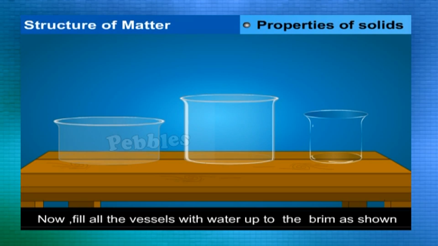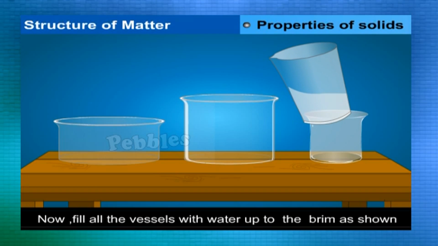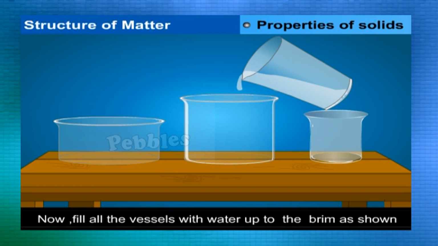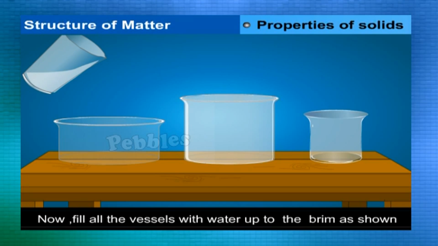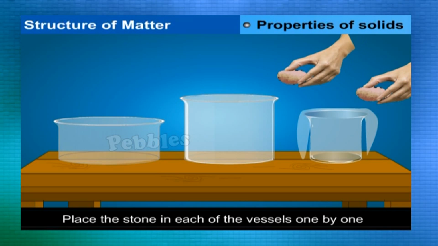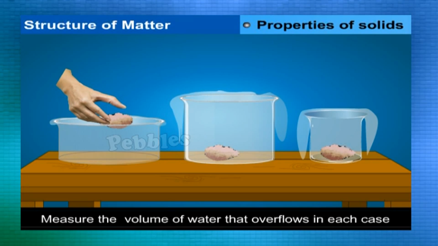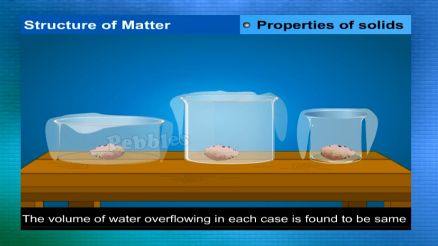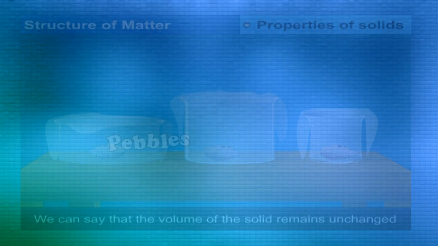Now, fill all the vessels with water up to the brim as shown. Place the stone in each of the vessels one by one and measure the volume of water that overflows in each case. The volume of water overflowing in each case is found to be the same. Therefore, we can say that the volume of the stone or a solid remains unchanged.